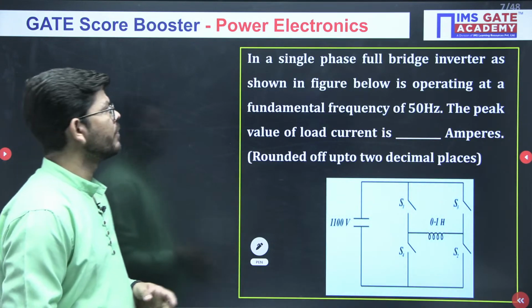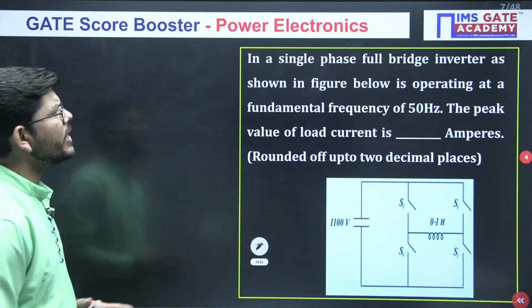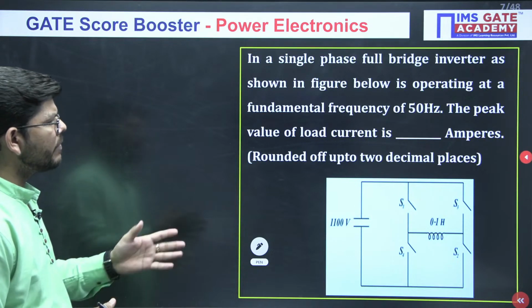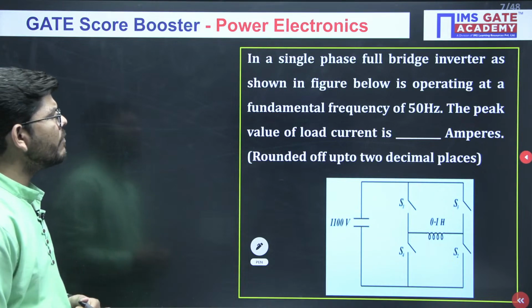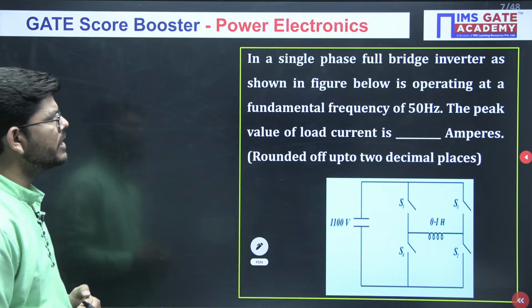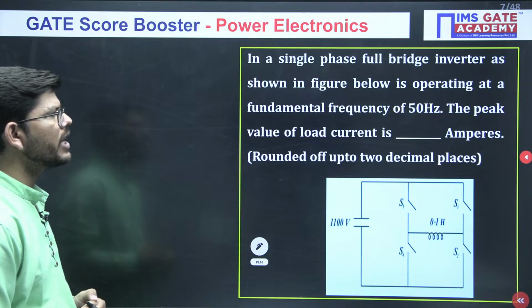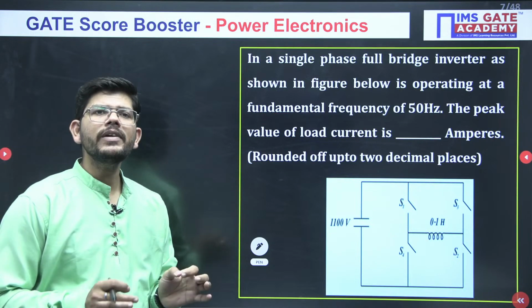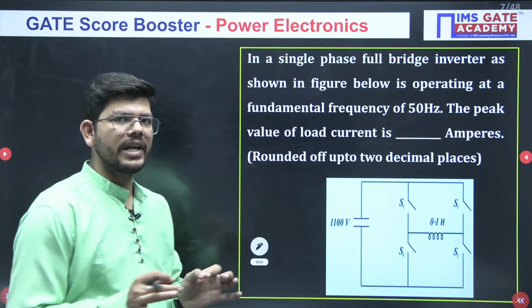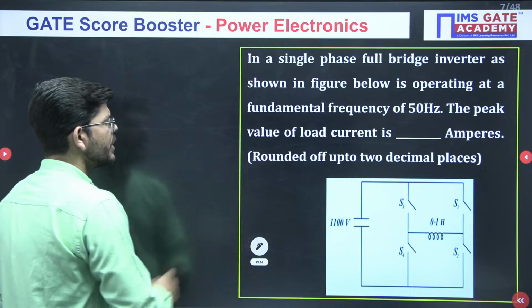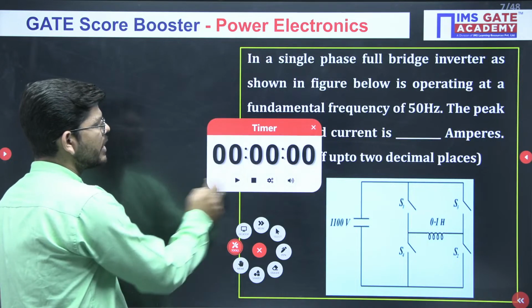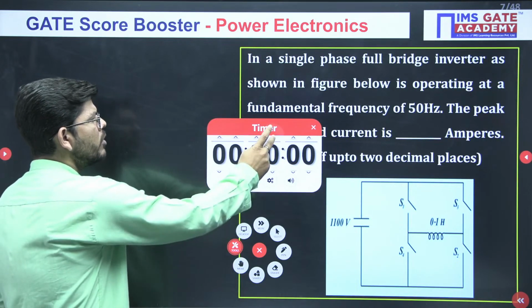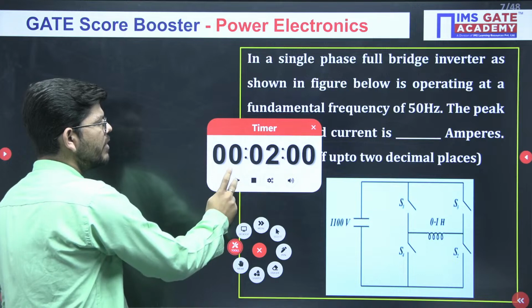So this is my next question. In a single phase full bridge inverter as shown in the figure, same circuit we have again, operating at a fundamental frequency of 50 Hz, what will be the peak value of load current? This is what you have to calculate, okay? So here you don't have to calculate any particular component of current, you have to calculate the peak value of current from the waveform.